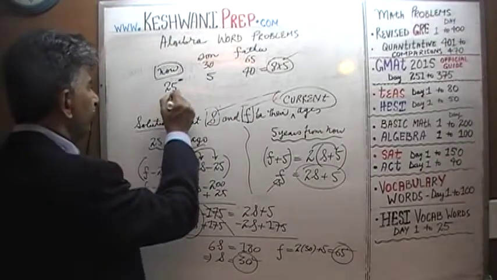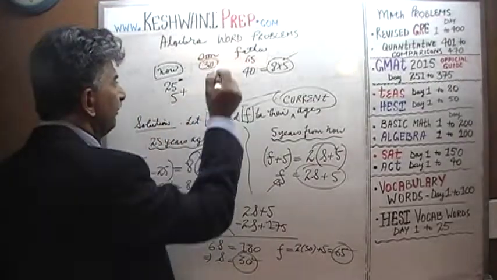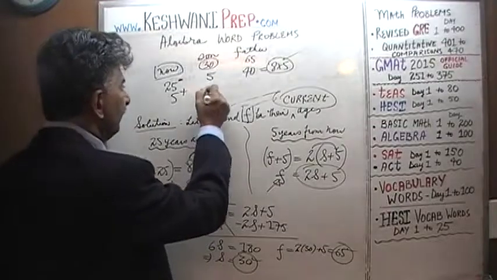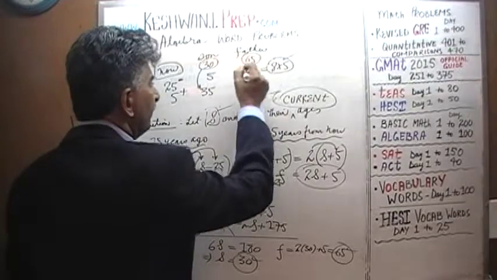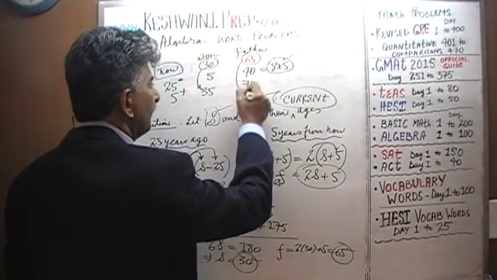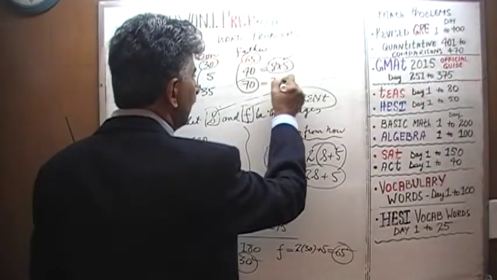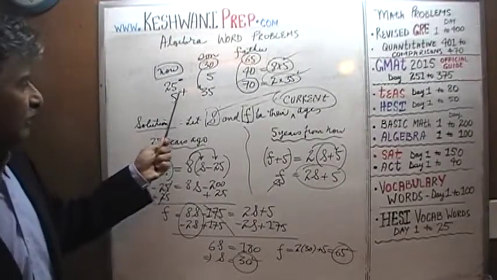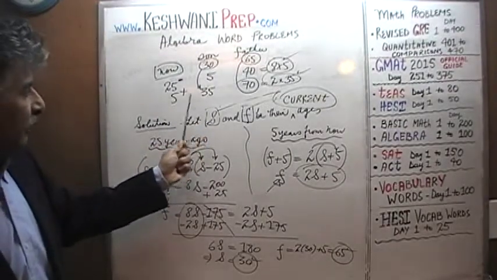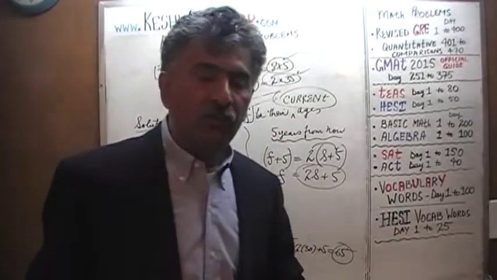Let's talk about what happens 5 years from now. If you're going to claim that son is 30 today, 5 years from now, son is going to be 35. And if we're going to claim that father is 65 years old, 5 years from now, father is going to be 70. Is 70 2 times 35? The answer is yes, 70 is 2 times 35. 5 years from now, father is only twice as old, which means our answer is correct.